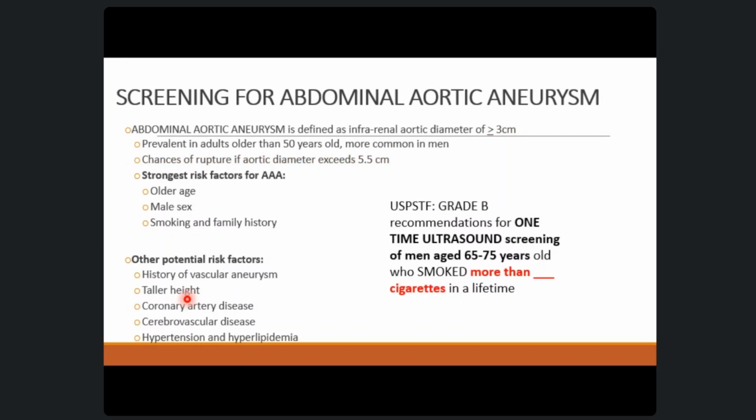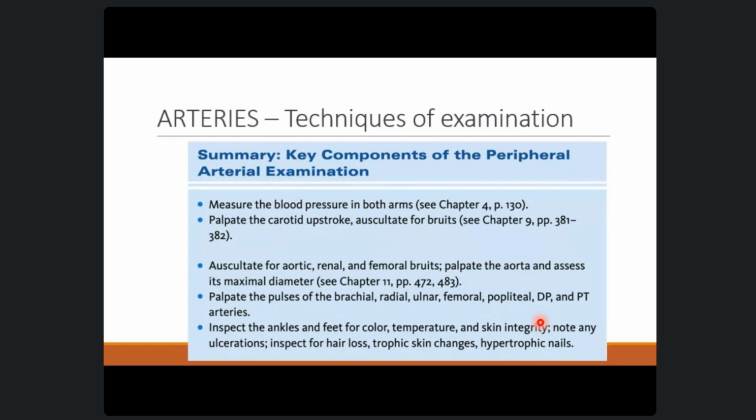The USPSTF gives a grade B recommendation for a one-time ultrasound screening for men ages 65 to 75. How many cigarettes do they need to have smoked to warrant screening? 100. If they smoked more than 100 cigarettes in a lifetime, at this age, 65 to 75, you can already do an ultrasound.